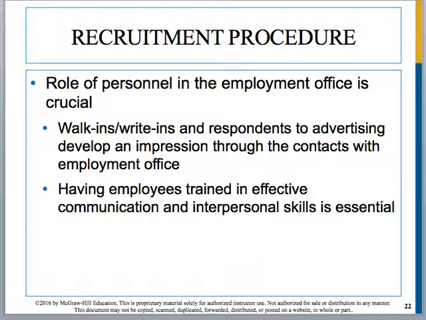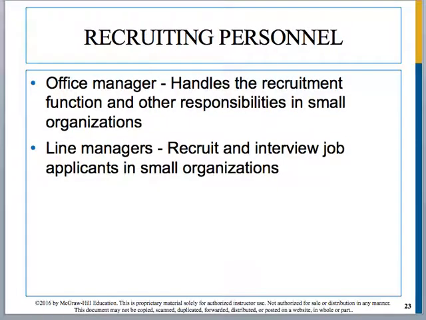Another crucial element is that having employees trained in effective communication and interpersonal skills is essential to this office and the role of the personnel within it. The office manager is responsible for handling the recruitment and any other responsibilities within a small organization. Your line managers will recruit and do the job interviews for small organizations. So you see how it distinguishes itself based on the size and scope of an organization.